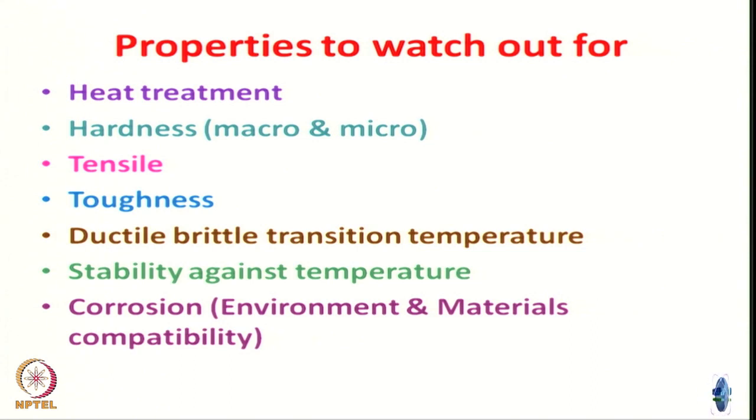Hardness, macro and micro. Macro is in the overall sense; micro means, suppose you weld, what happens to the weldment? Does the hardness increase? It can affect stress corrosion cracking and hydrogen embrittlement. Of course, tensile properties, toughness, ductile to brittle transition temperatures, stability against temperatures, again with corrosion in view, are what we are looking at. So, these are the properties that you watch out for in the overall aspect of designing a particular reactor, a particular vessel, and so on.